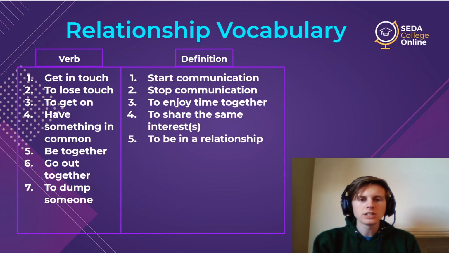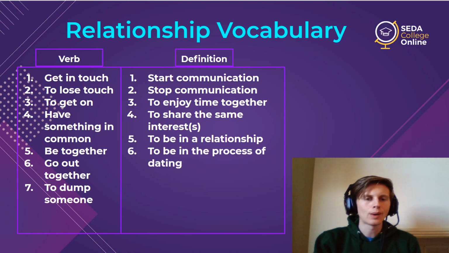To be together means to be in a relationship. We usually use the present simple here: we are together. Or I'm with her, we are together. That's a very common, the most normal way to say that.